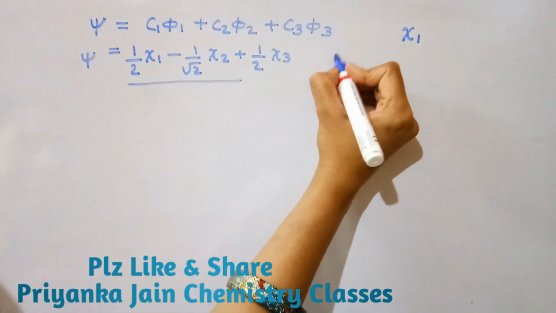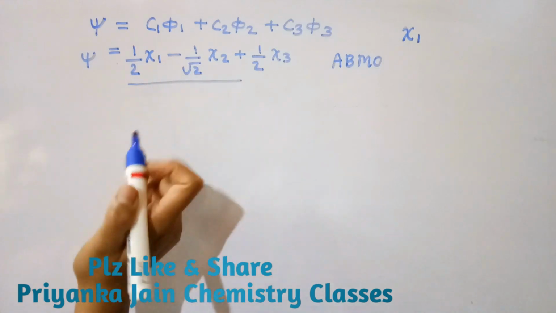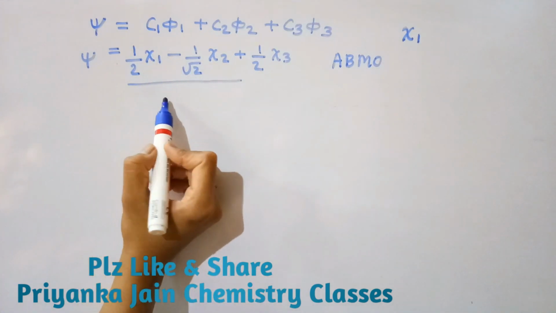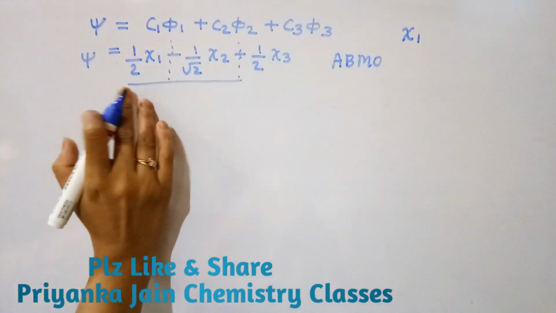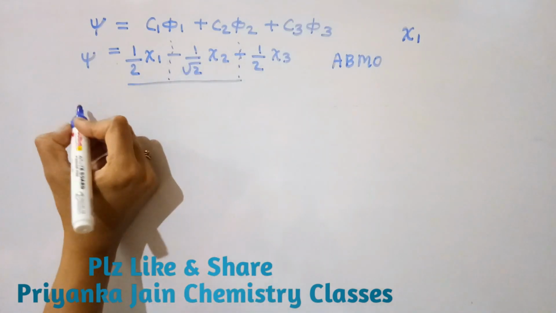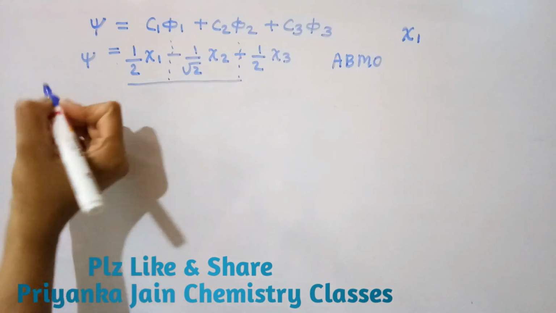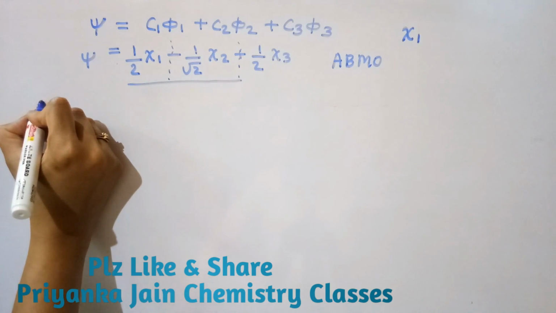So this is for the anti-bonding molecular orbital, and it will have two nodes. Why? Because the wave function is changing sign two times, one time here and another time here. It is changing the sign two times, so it will have two nodes. Similarly, we can find out the wave functions for the bonding molecular orbital and non-bonding molecular orbital.